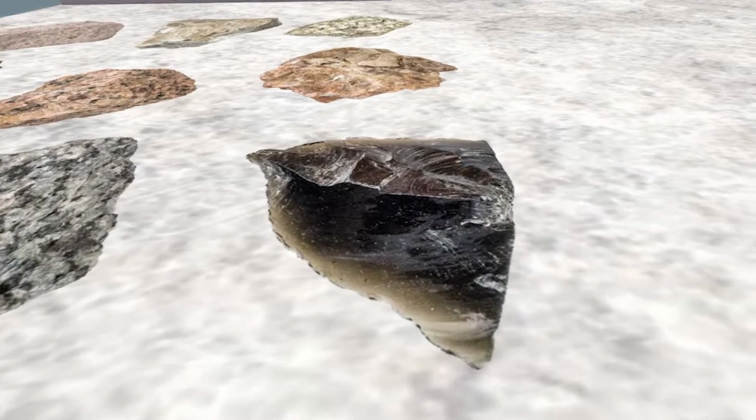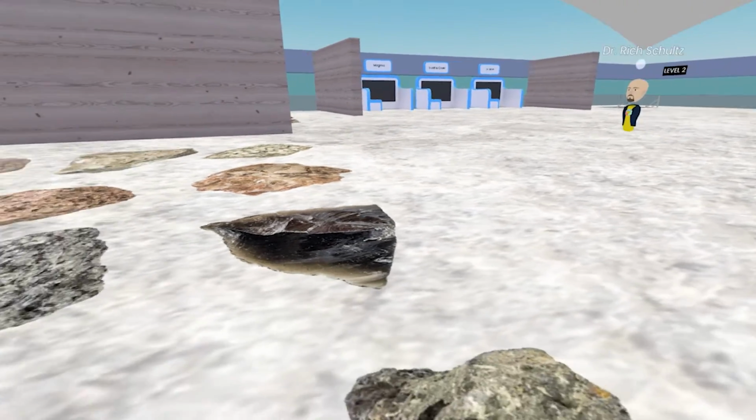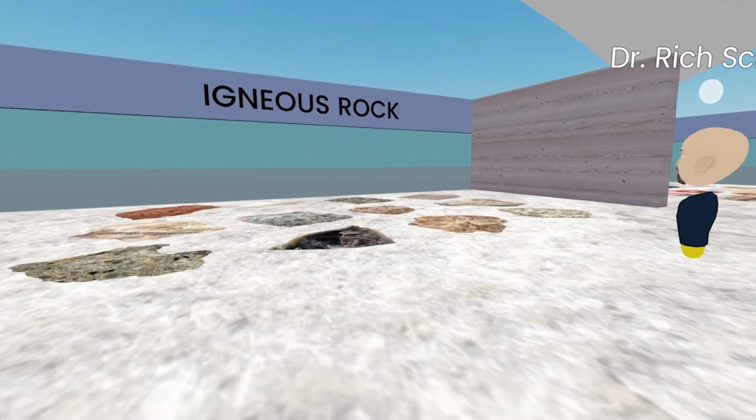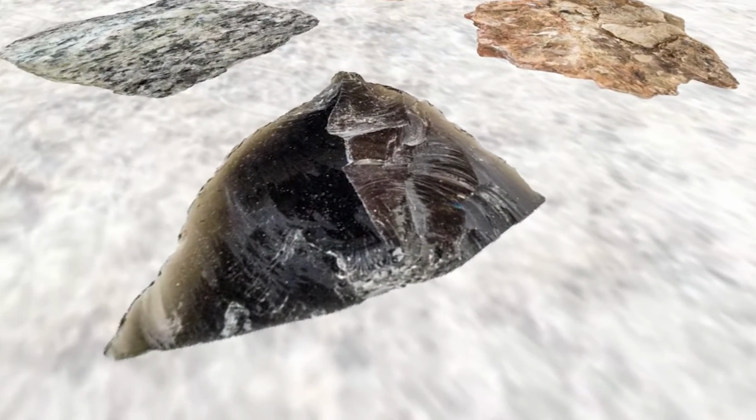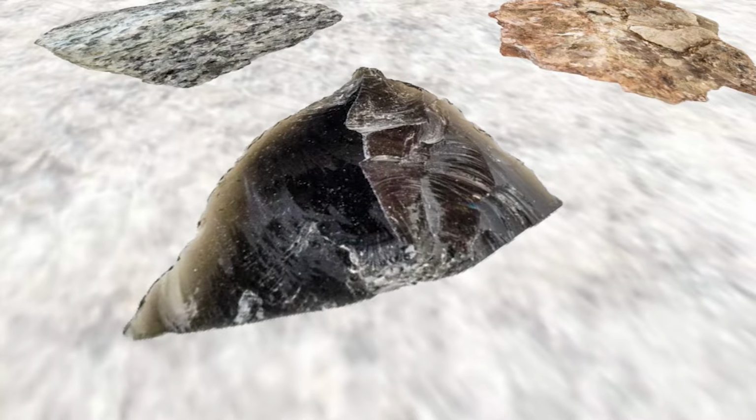Why is this one shiny? Okay, that's obsidian. And you notice the rounded fracture there? That's called a conchoidal fracture. So it fractures much the way glass does.